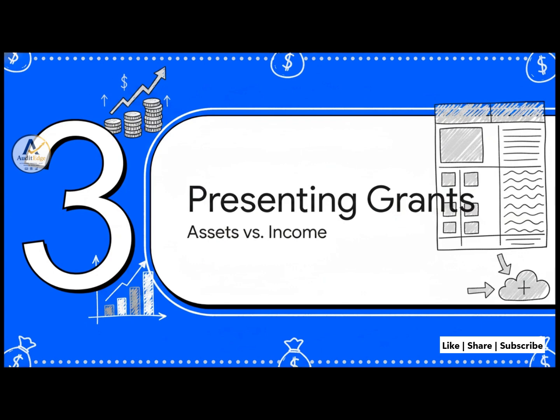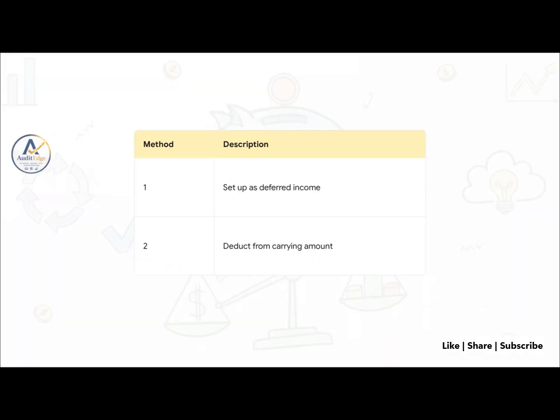Section 3. Presenting grants, assets versus income in financial statements. When you have a grant related to an asset, IND AS 20 gives you 2 acceptable methods for presentation on your balance sheet. Method 1, you can set the grant up as deferred income and recognize it in profit or loss systematically over the asset's useful life. Or, method 2, you can deduct the grant directly in calculating the carrying amount of the asset, which means the grant is recognized in profit or loss as a reduced depreciation expense.